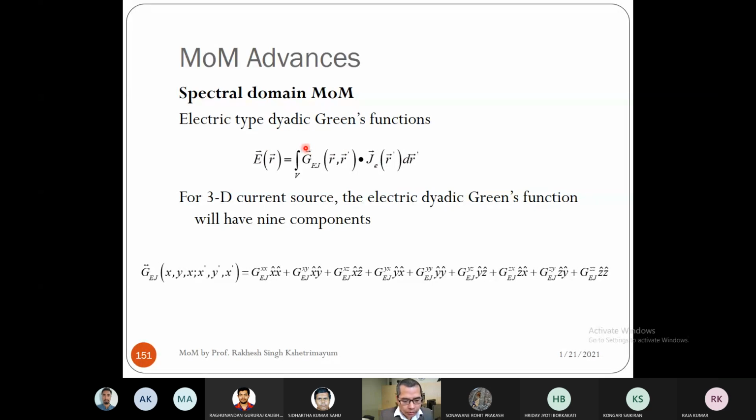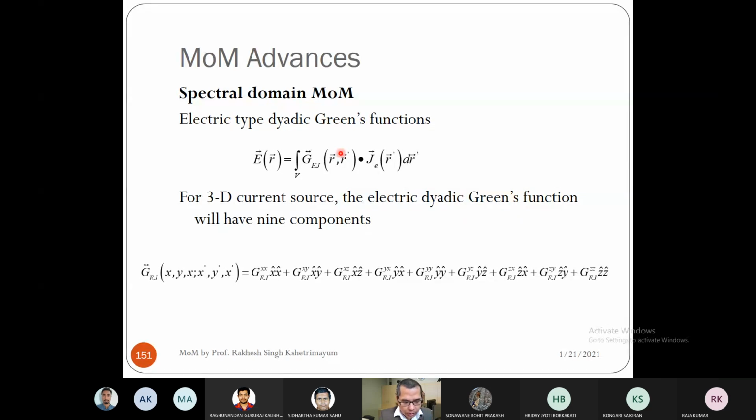So let's say if you have a wave equation for electric field and you assume the source is a delta function and solve it, whatever function you are getting is the Green's function. And that Green's function, if you do convolution with the current density, you get the electric field. So this Green's function here is an electric dyadic Green's function. It will have 9 components.